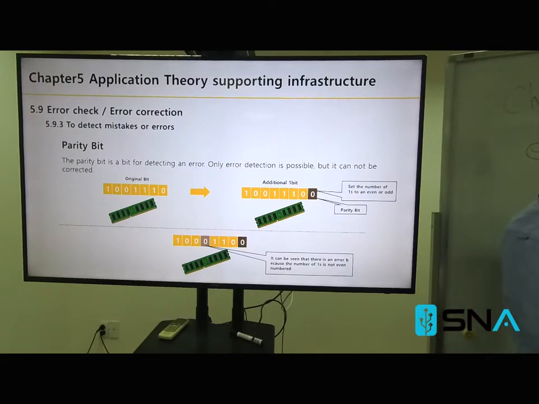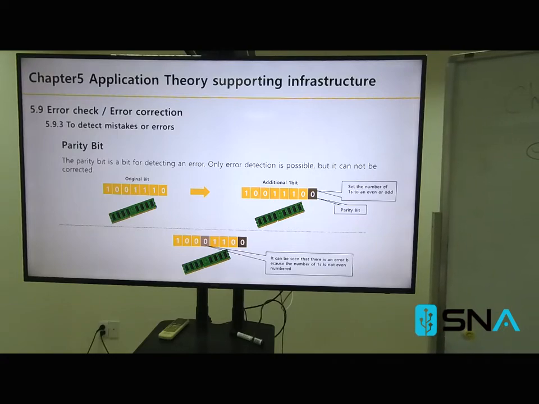2 is even. It is correct. But when the delivery is finished, we can count. Even. But sometimes an error can happen. They are odd. So we can check this one. Even, error. Sorry, I misguided you: 1, 2, 3, 4, 5, 6.